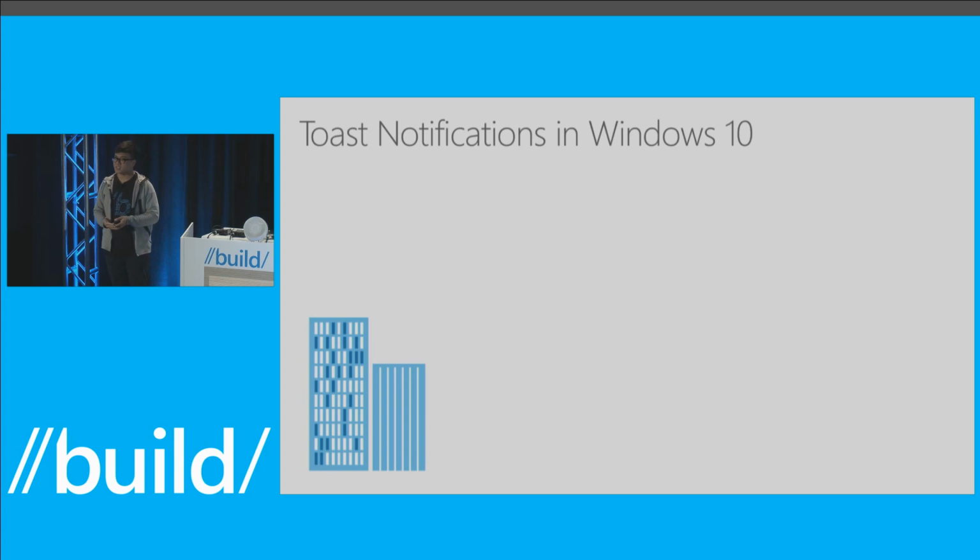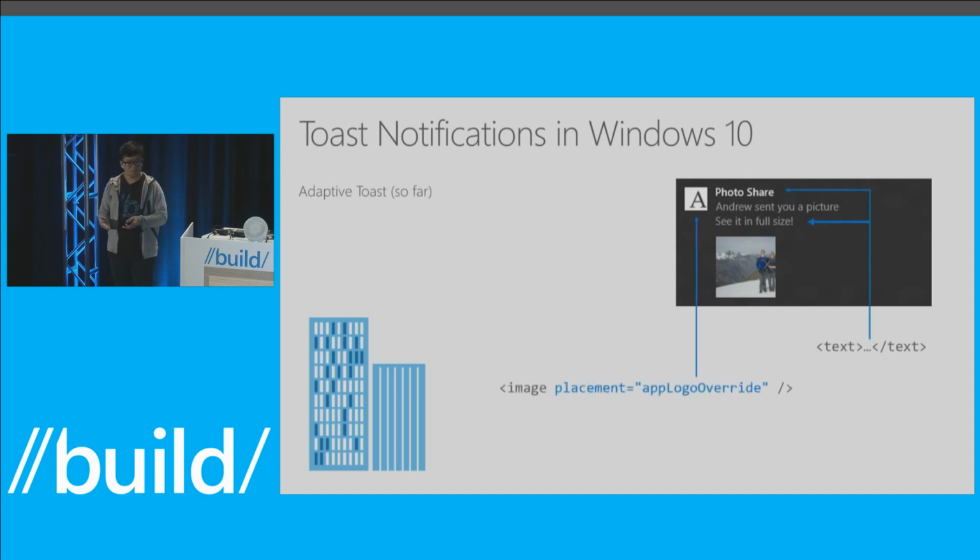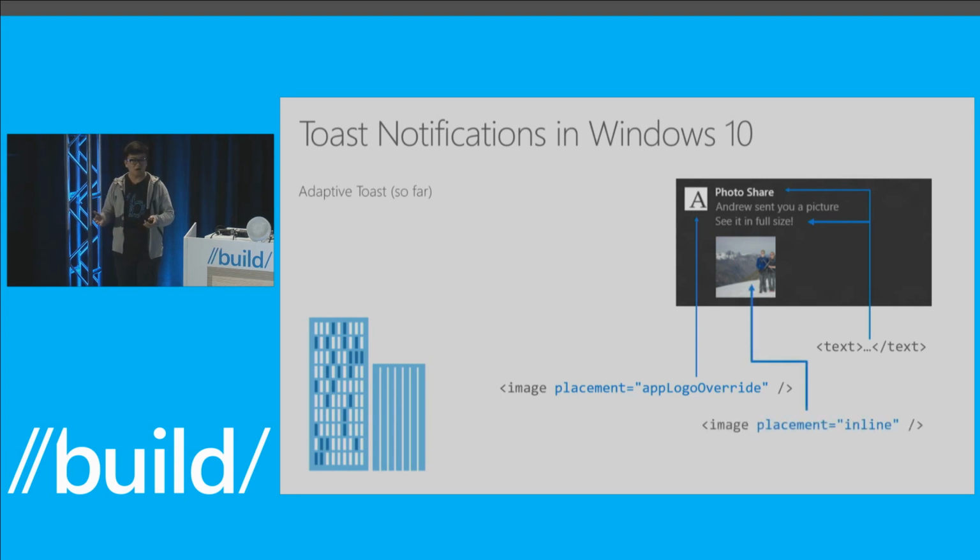So in addition to interactive toast notification, in Windows 10 last year, we also shipped a version of adaptive toast. It's a rather simple version. What we allow you to do is add several lines of text, an optional image that replaces the application logo, and an optional image that shows up inline. The notification is truly adaptive to all Windows devices, but it's rather simple. It doesn't have all the enhanced and rich visual flexibility that Tile has right now.